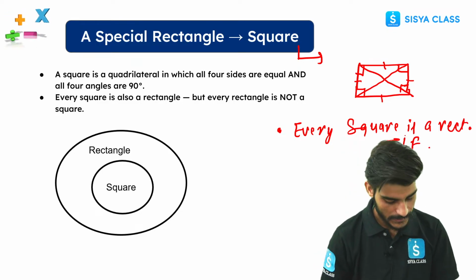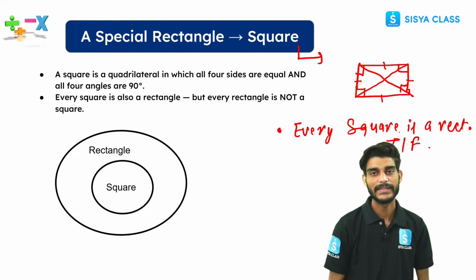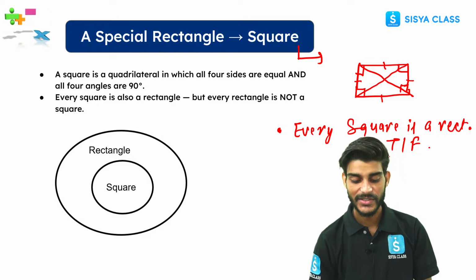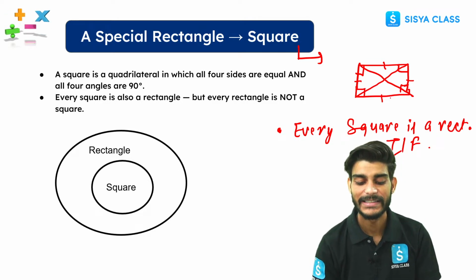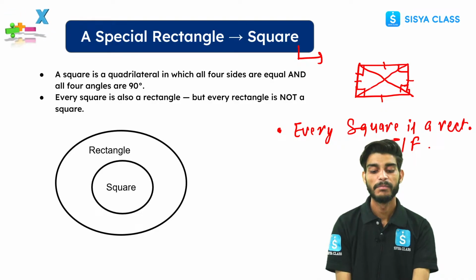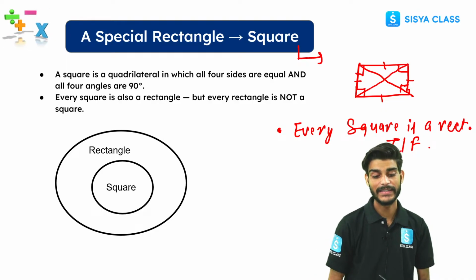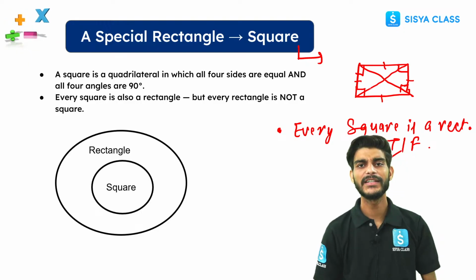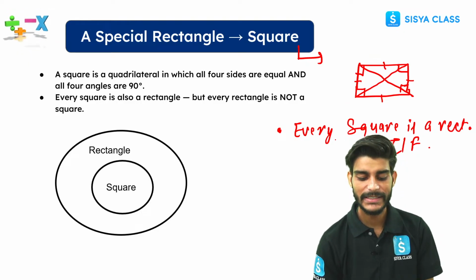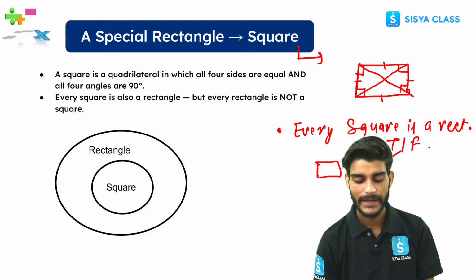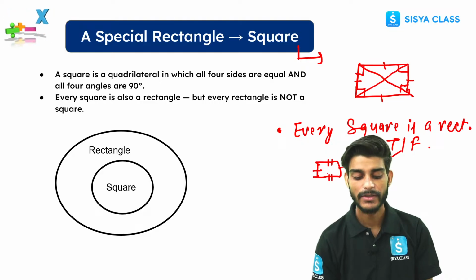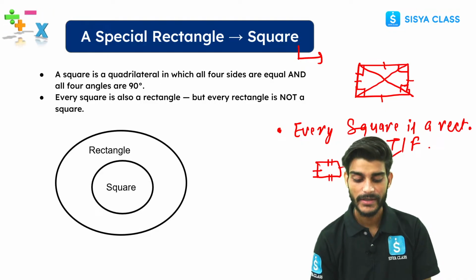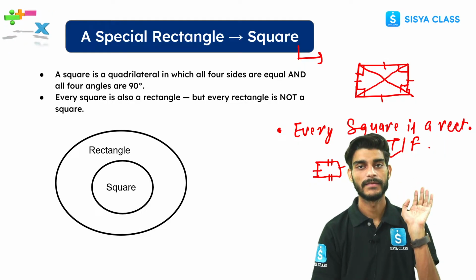True or false? Every square is a rectangle. Obviously, it is true because it satisfies the properties of a rectangle. But if I ask you, every rectangle is a square? Obviously not, because opposite sides are equal only in a rectangle, but in squares, all sides are equal. That's why this is not a square, but it is a rectangle.